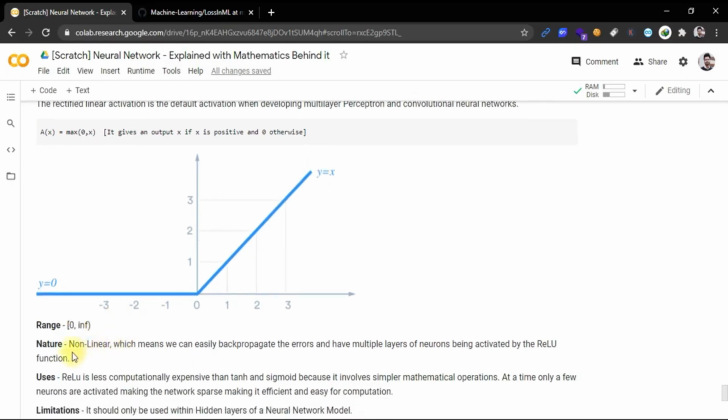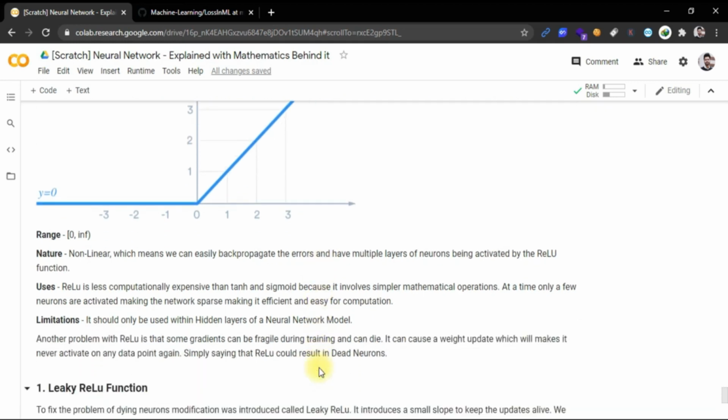It is non-linear, which means we can easily backpropagate the errors and have multiple layers of neurons activated by the ReLU function. So this function can be used in multiple layers of the neural network. The ReLU function is less computationally expensive than tanh and sigmoid because it involves simpler mathematical operations, like you just have to make a max function work here. At a time, only a few neurons activate, making the network sparse, efficient, and easy for computations.